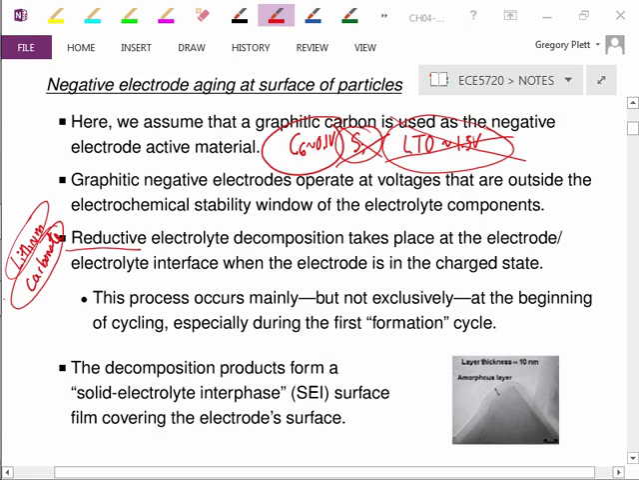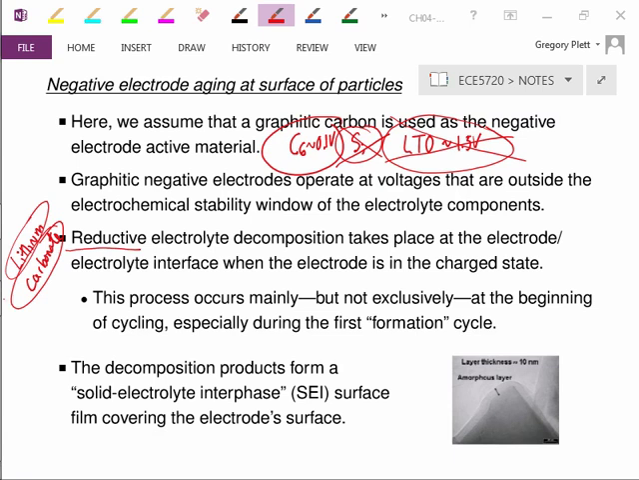This process turns out to happen mostly, not entirely, but mostly at the beginning of the cell's life, especially during what we call the formation cycle, the first time we charge a battery cell. When we construct a battery cell, the negative electrode is pure carbon, no lithium in it at all, and the positive electrode is fully lithiated. We have it completely full, beyond its operating capacity, its total capacity of lithium.